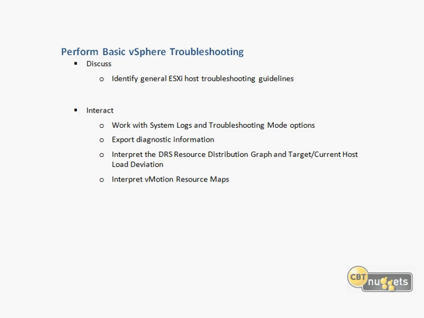And then from there, we went through some of the different troubleshooting functionalities and features that ESXi and vCenter both have for you, both at the ESXi level with system logs and those troubleshooting mode options, and then also at the vCenter level with this diagnostic information and the packages that you can create and submit to VMware. We then spent a little time with the DRS resource distribution graph and those target and current host load standard deviation metrics, and ultimately talked a little about those vMotion resource maps because, as I said before, maps are just cool.